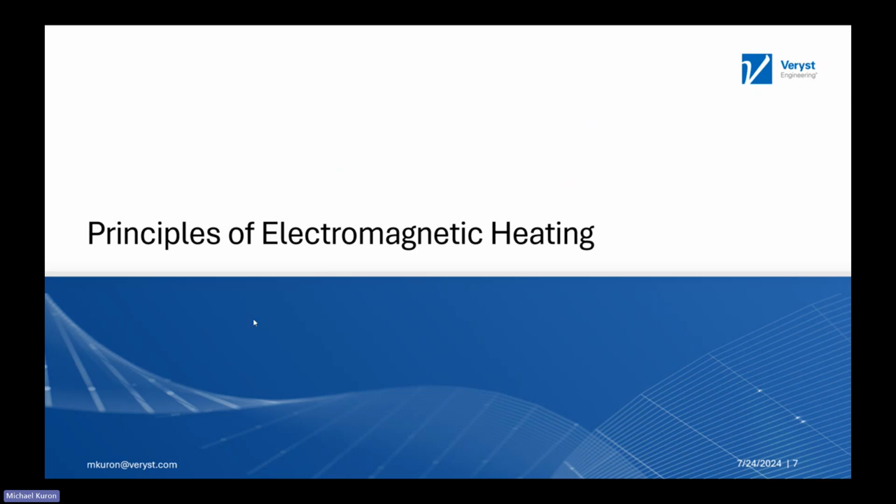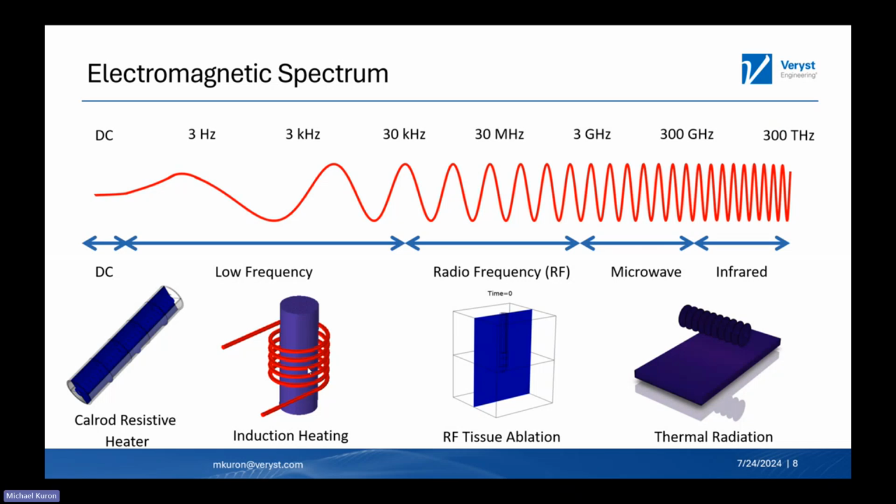Next, we'll dig into the principles of electromagnetic heating, just to set a baseline of what exactly we mean when we talk about electromagnetic heating and the different physical mechanisms that present themselves in electromagnetic heating systems. So the first thing to cover is the electromagnetic spectrum.